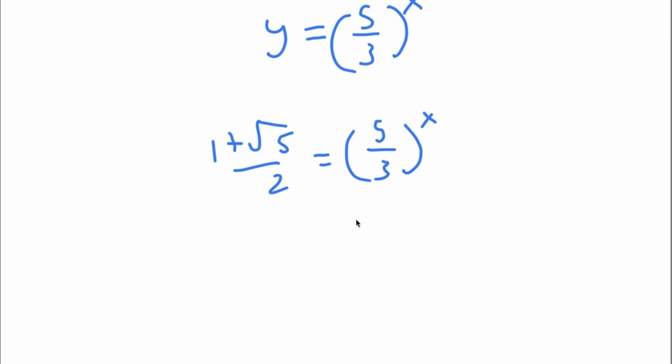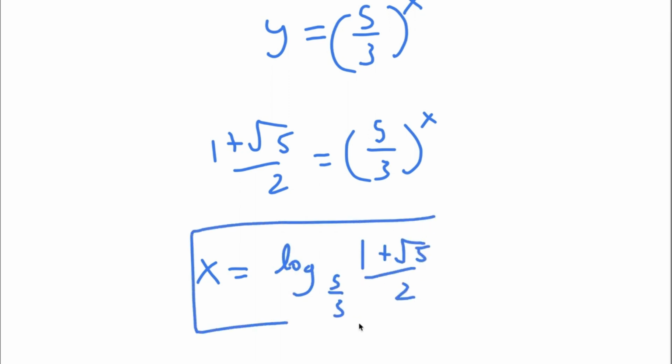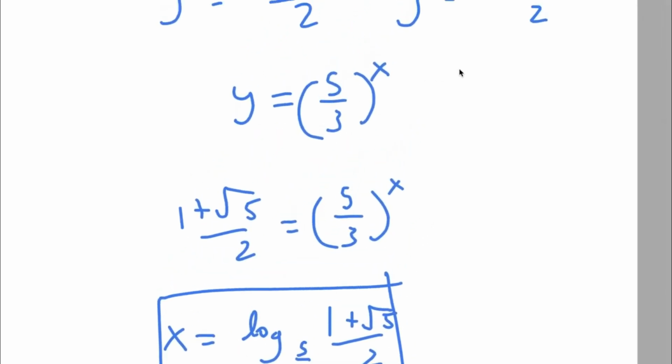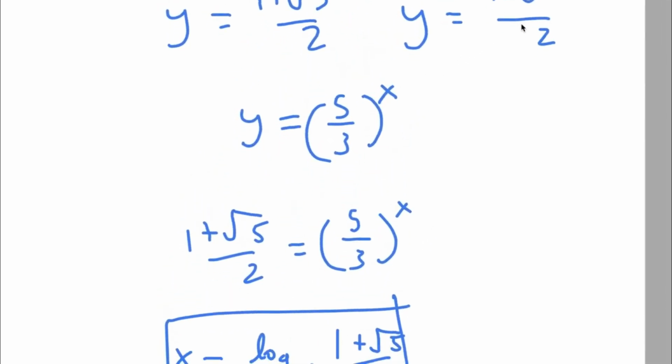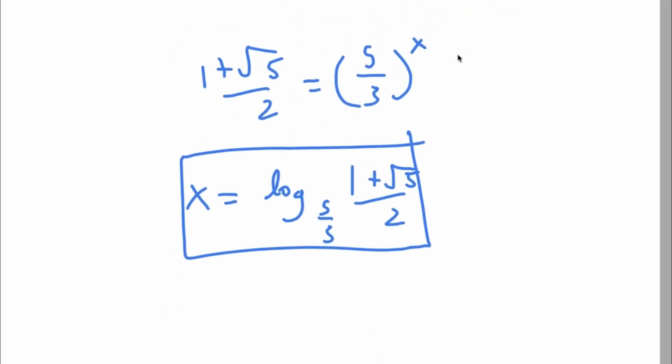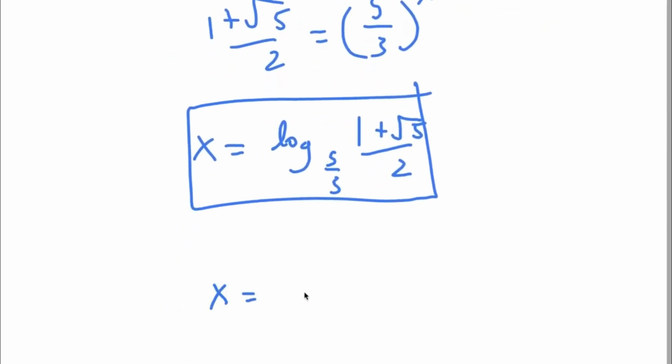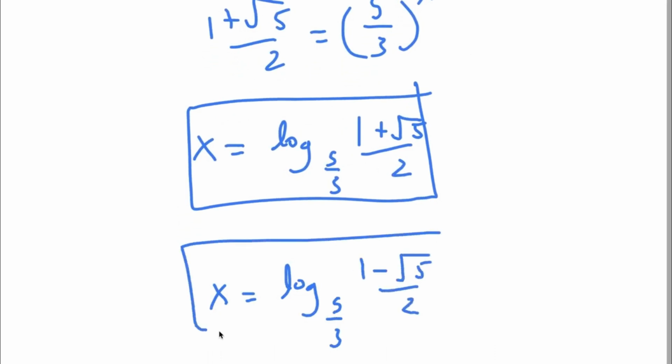And now this can be written as x equals log base 5 over 3 of 1 plus the square root of 5 over 2. And also, we can't forget y equals 1 minus, so the same thing for minus. My other solution is x is equal to log base 5 over 3 of 1 minus the square root of 5 over 2. So these are my two solutions to this problem.